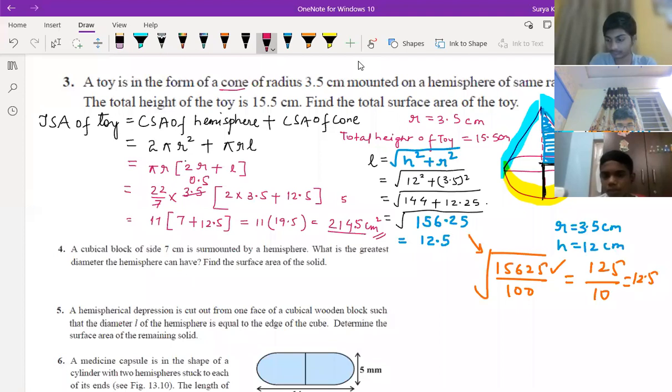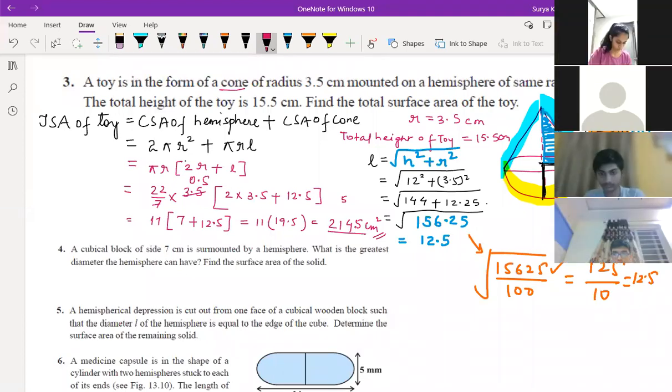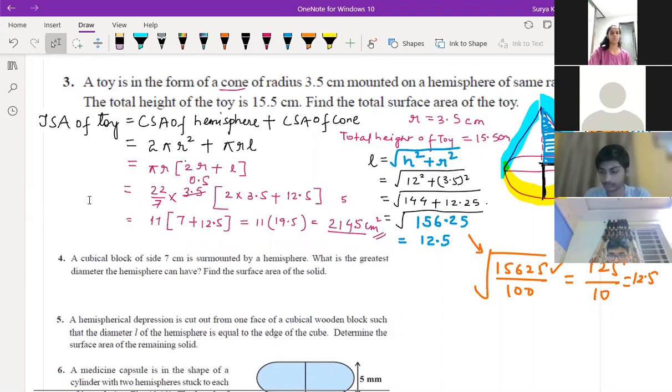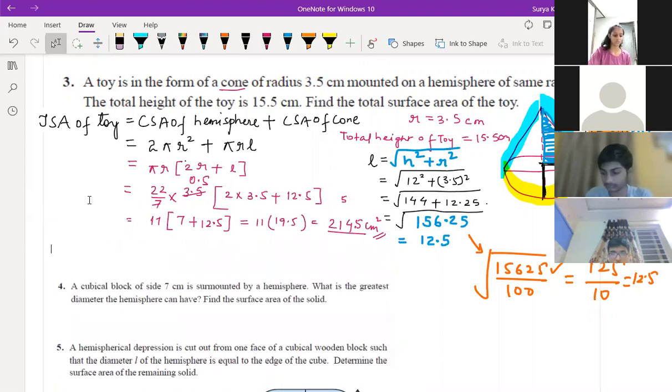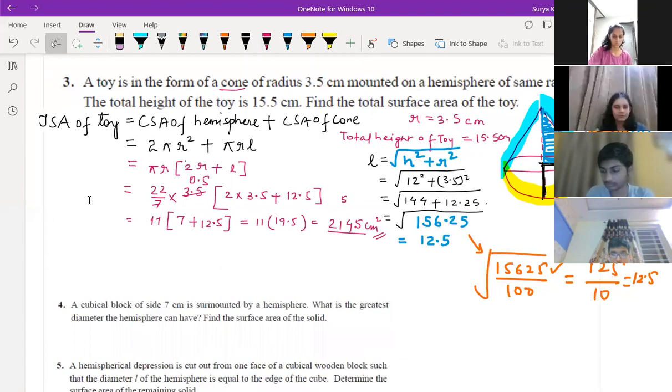Any doubt anywhere? Drishi, time got over, 2 minutes got over, still you are having time with you. Drishi, you are waiting for me only. If I tell, then you put on the camera. Camera is on only. Now it's on, right? Okay, fine.